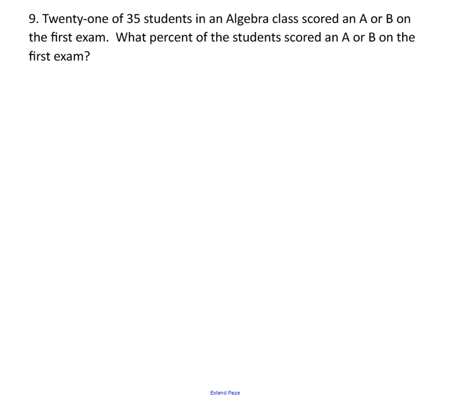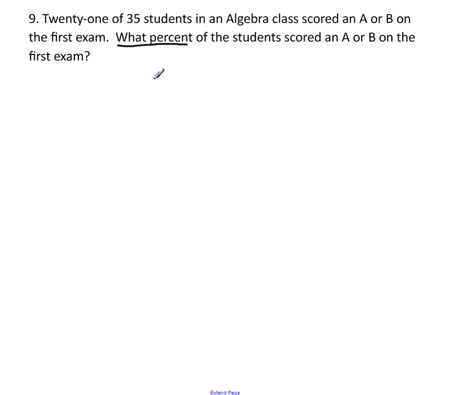Okay, continuing with section 2.1, part of our problem is interpreting problems that involve percentages, and a lot of people have trouble interpreting these correctly. So let's see if we can set this up in such a way that we're looking for whatever we're being asked to find here. It says 21 of 35 students in an algebra class scored an A or B on the first exam. So they're asking, what percentage of students scored an A or B on the first exam?